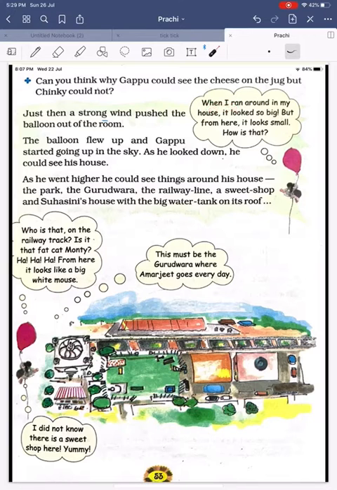What is he thinking now? When I ran around in my house, it looked so big, but from here it looks so small. How's that? He is very surprised कि वो तो सोचता था कि उसका हाउस बहुत बिग है, लेकिन अब जबकि वो ऊपर से देख रहा है तो उसका हाउस उसे बहुत छोटा सा दिख रहा है.